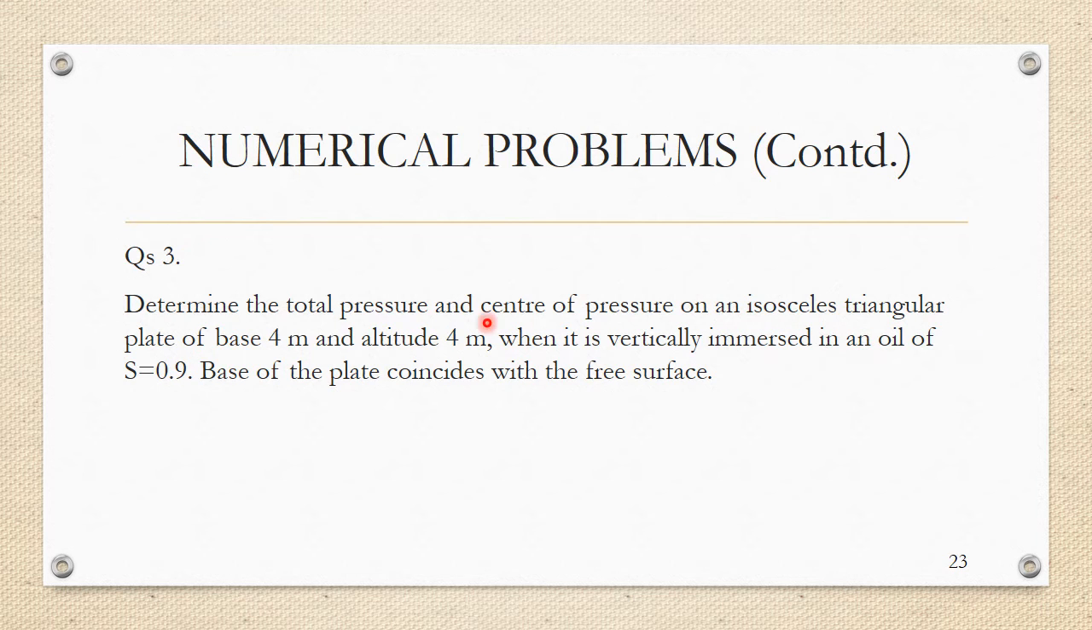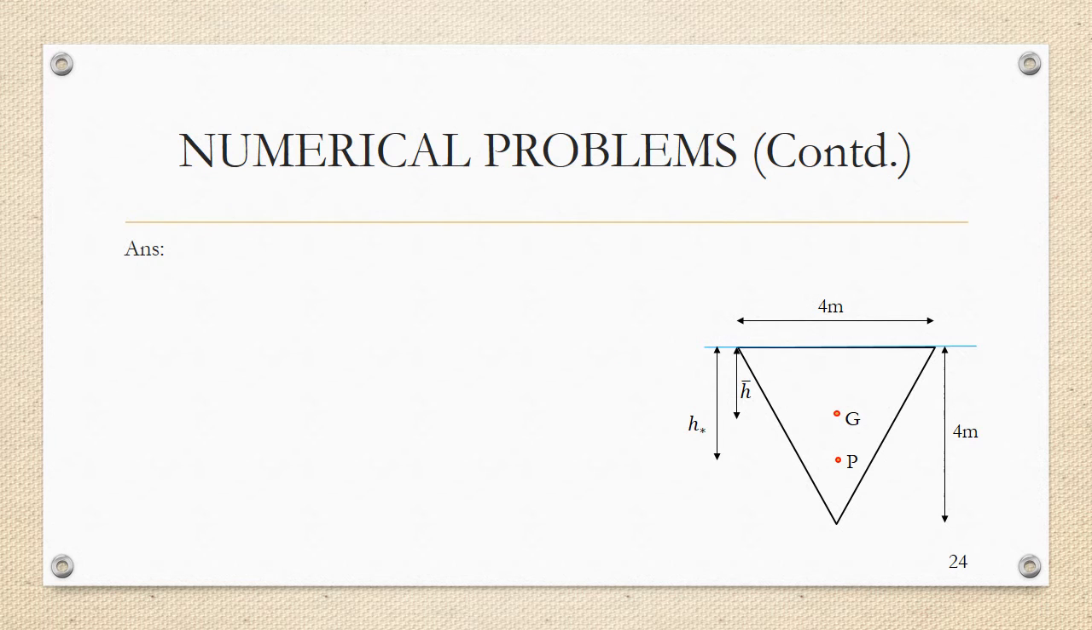It's immersed in an oil of S equal to 0.9, which means rho becomes equal to 900 kilogram per meter cube. Base and height are given, so you can find out the values of Ig, h bar, etc. So first thing, we have to draw the diagram. So this is the diagram. Base is 4 meter, height is 4 meter.